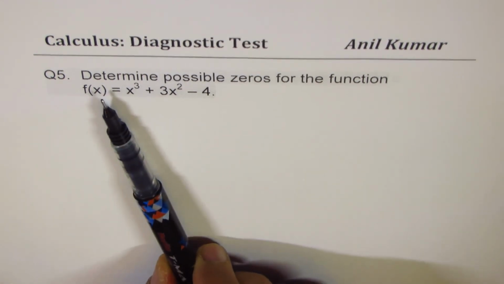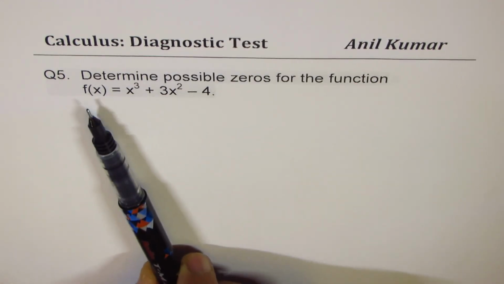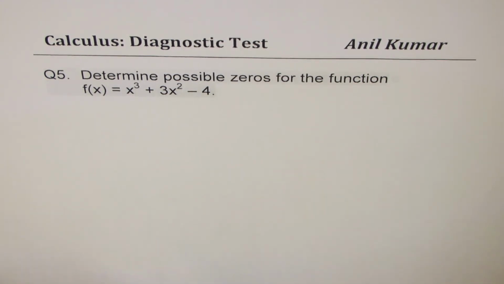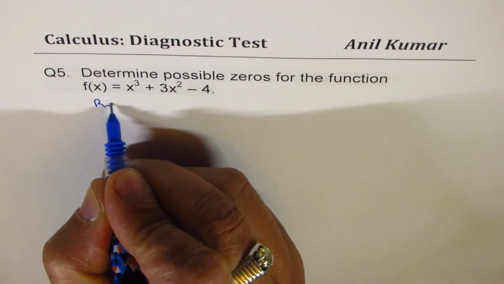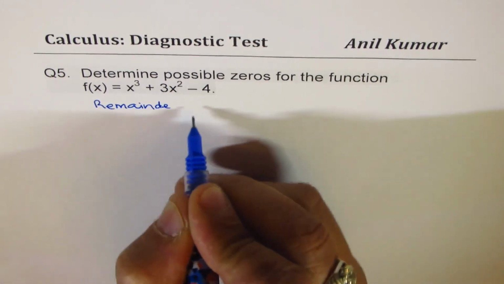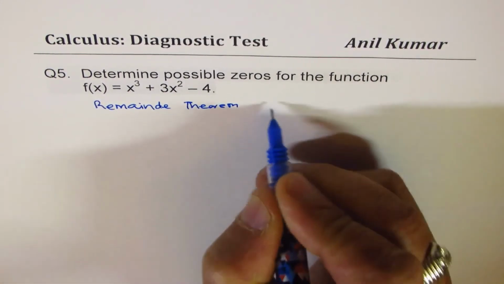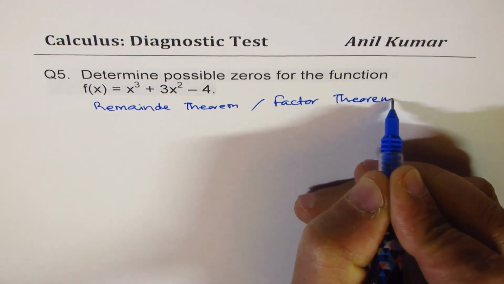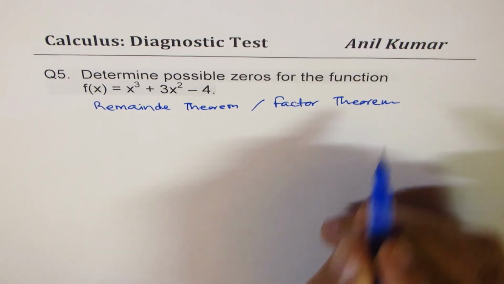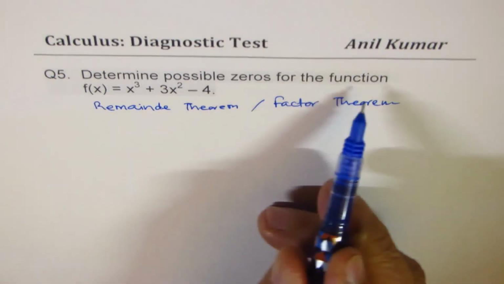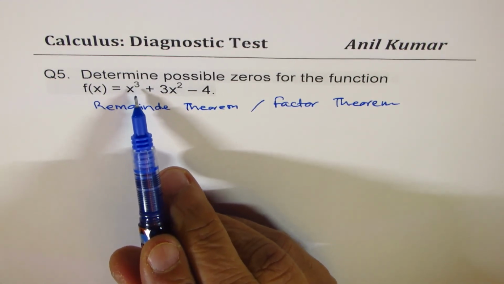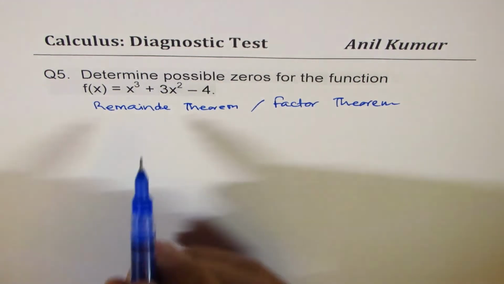So here the question is, determine possible zeros for the function f of x equals x cubed plus 3x squared minus 4. Now, let me remind you of the remainder theorem, if you know that. Or even the factor theorem, both are related. Well, you must have learned in polynomials, correct? So when you're looking for zeros for a polynomial, I've taken a very simple example, just x cubed. It could be to the power of 4 or 5, all right?